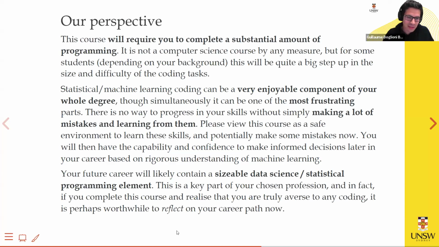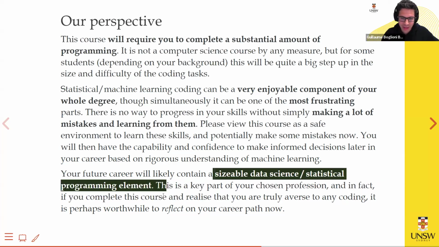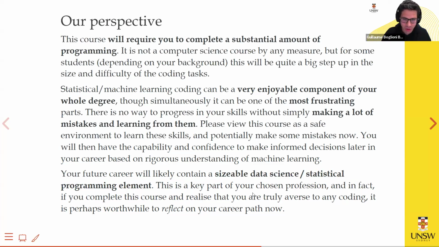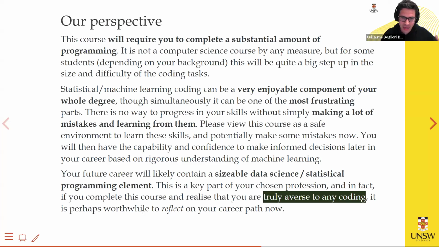And lastly, this is a comment. With some likelihood, your future career will have a sizable data science / statistical programming element. These days especially, it's kind of part of the deal with your chosen profession, actuarial, maybe data science, maybe business analytics. So maybe view this course as an opportunity to reflect as well on your career path, right? If in this course you realize you're absolutely averse to coding and you're sure of this, well, it's time to reflect on where with an actuarial degree you can go that doesn't have too much coding in the job.